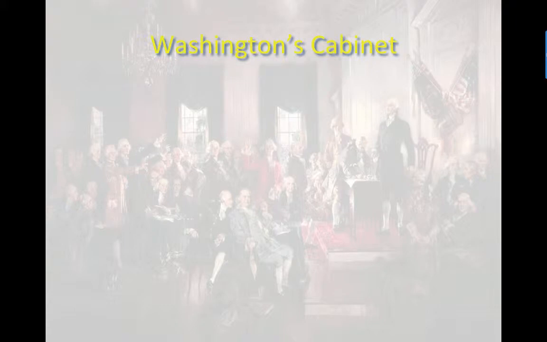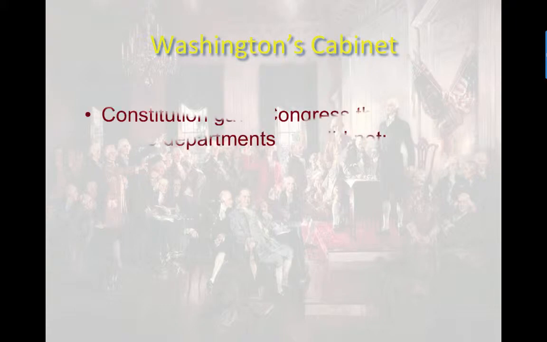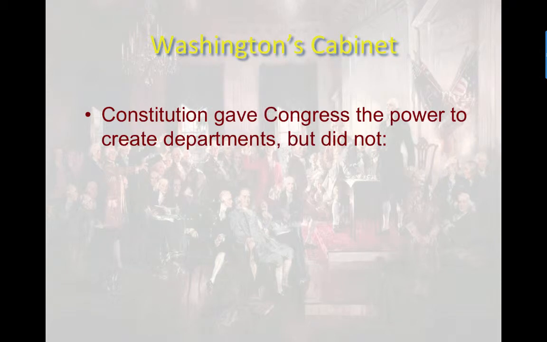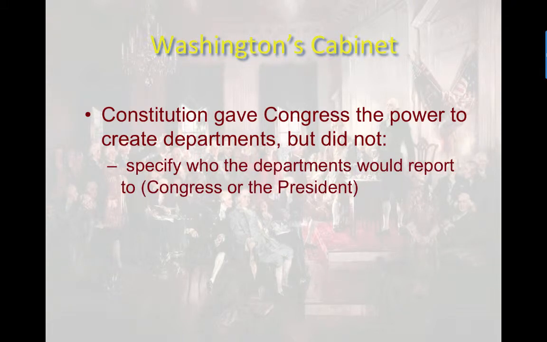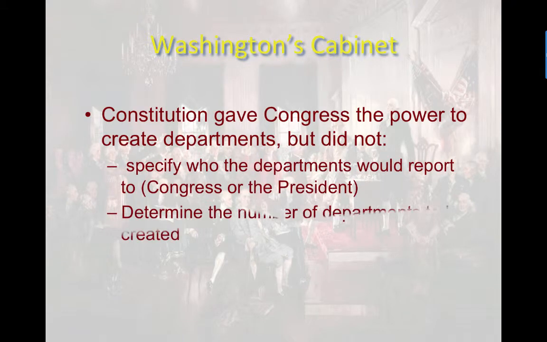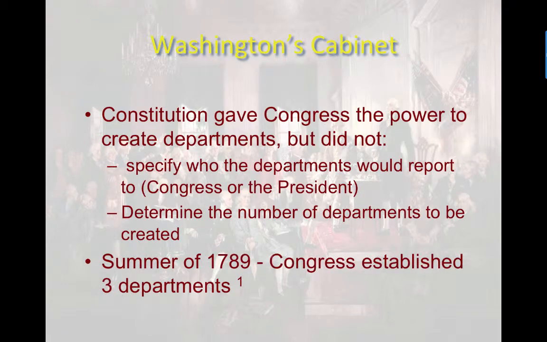Washington also had a cabinet. It was created by the Constitution, giving Congress the power to create departments that would be known as the cabinet. This is a key term that you should know. The cabinet is the advisors to the president. The Constitution, however, doesn't really put a whole lot of restrictions on it. Who does the cabinet report to? How many cabinet members or departments are there? But by the summer of 1789, Congress decided to establish three.